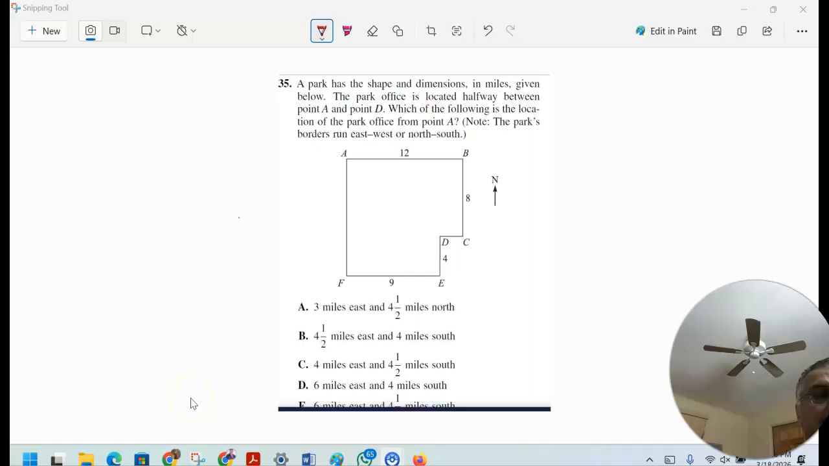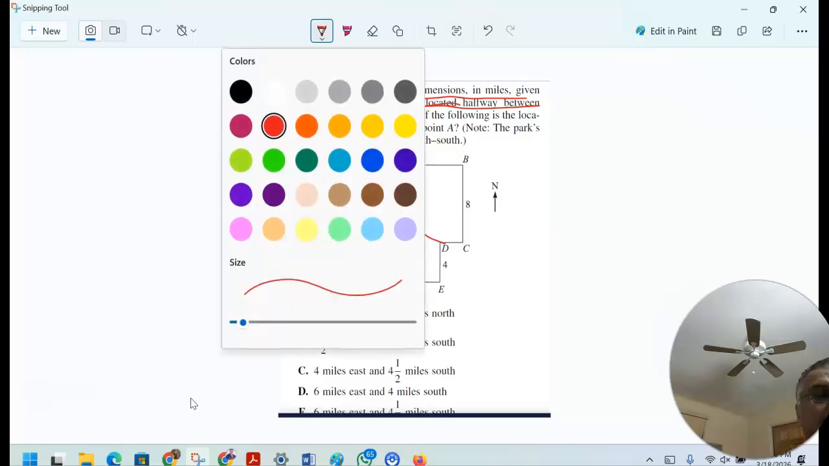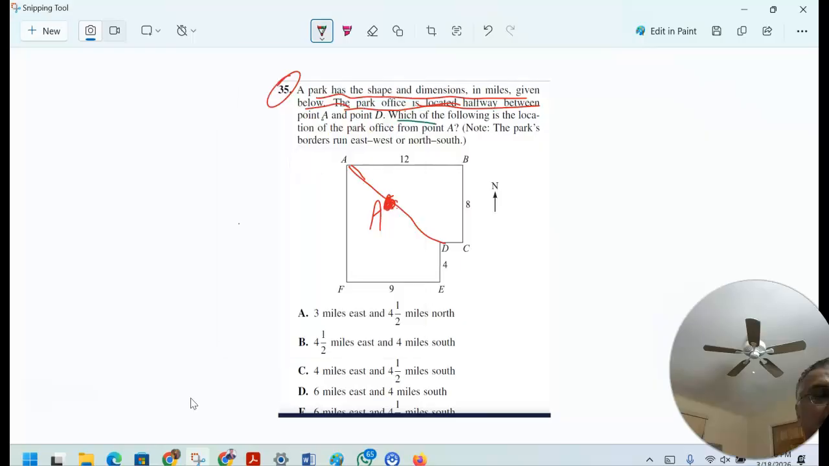So question 35 is: a park has a shape and dimensions in miles given. The park office is located halfway between. That means here from A to B, halfway down there is an office located. And then, which of the following is the location of the park office? So you're given a lot of options here.